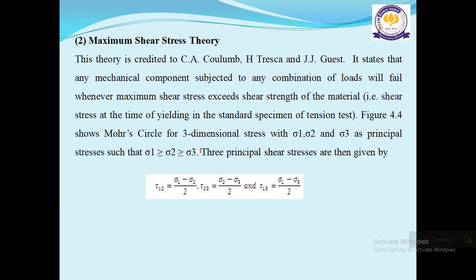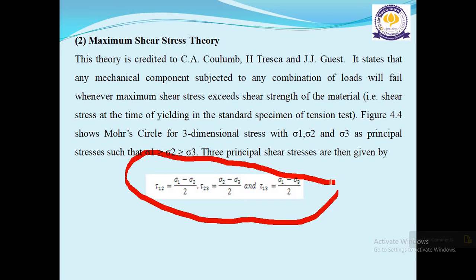the figure shows Mohr's circle for three-dimensional stress with sigma 1, sigma 2 and sigma 3 as principal stresses, such that sigma 1 is greater than or equal to sigma 2, which is greater than or equal to sigma 3. The three principal shear stresses are then given by these relations: tau 12 equals sigma 1 minus sigma 2 divided by 2, tau 23 equals sigma 2 minus sigma 3 divided by 2, and tau 13 equals sigma 1 minus sigma 3 divided by 2.